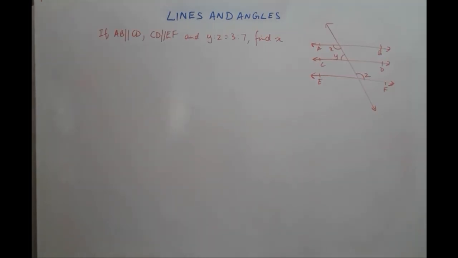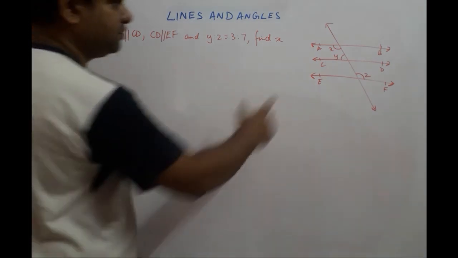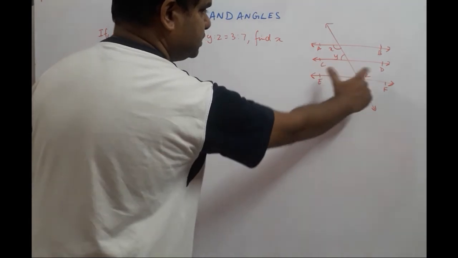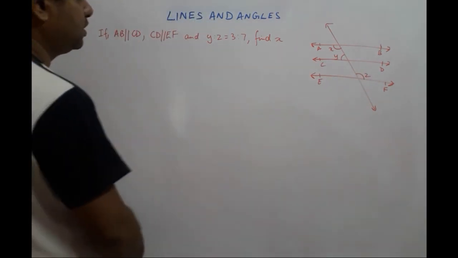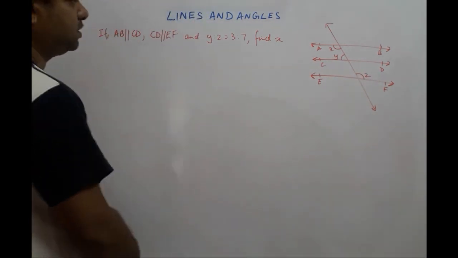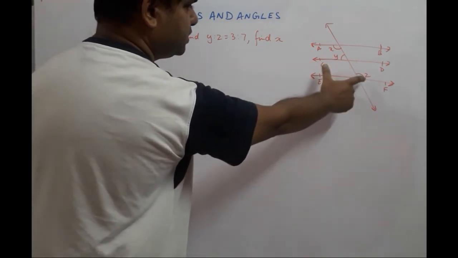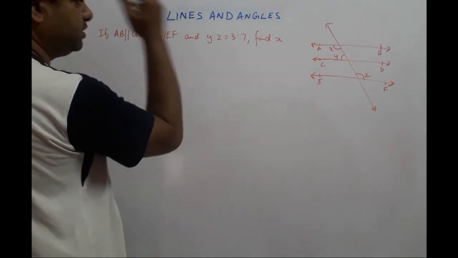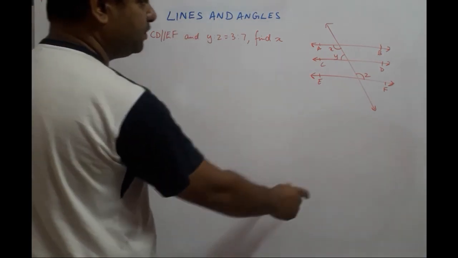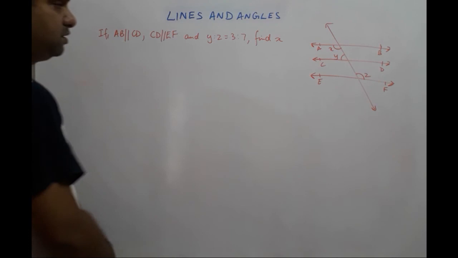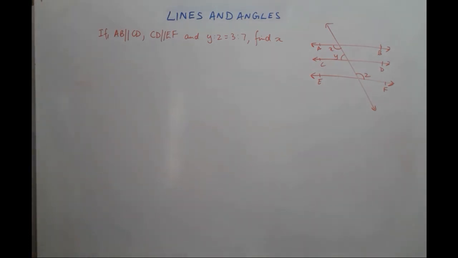Our next problem says if AB is parallel to CD and also CD is parallel to EF. So AB is parallel to CD and CD is also parallel to EF. We are given angle y is here, z is here, and y is to z is in the ratio 3:7. We need to find x. So let us begin first with what we have been given.